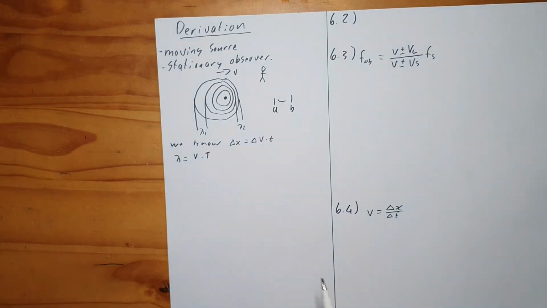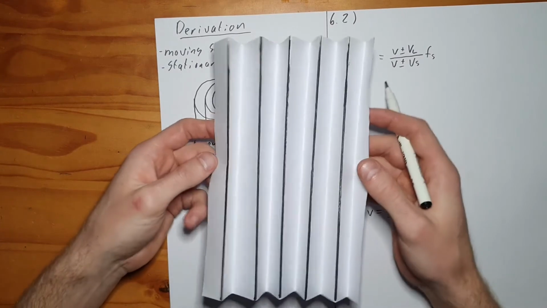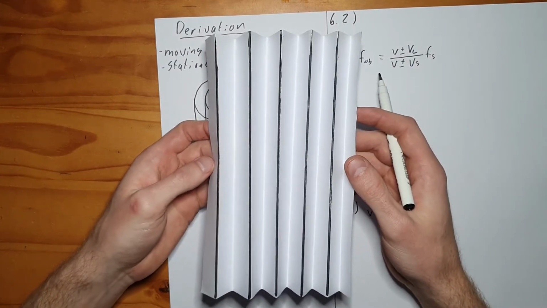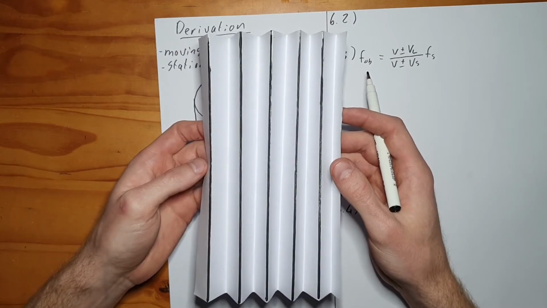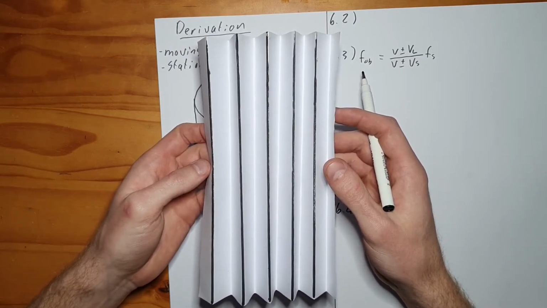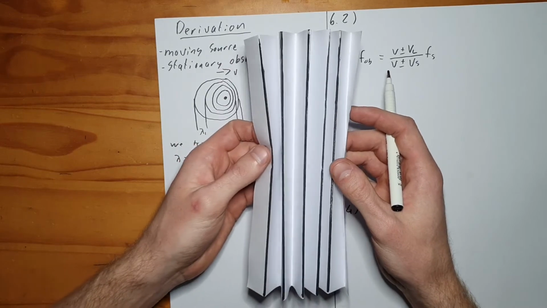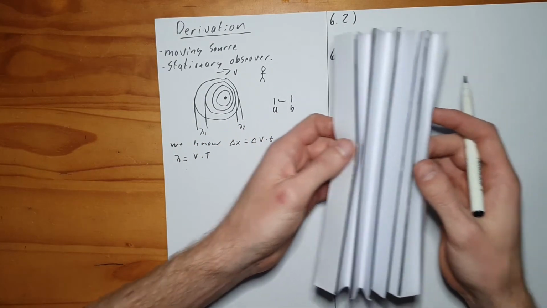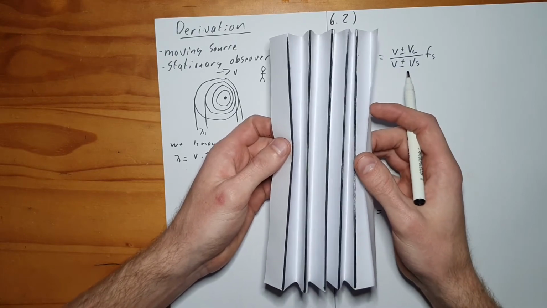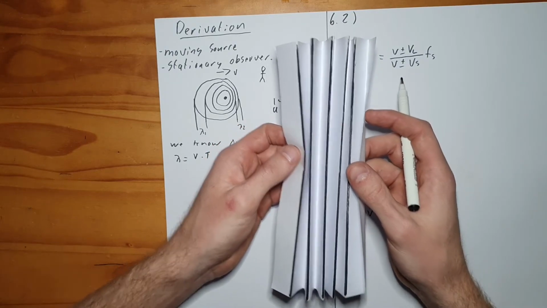So if we look at this, this is just to visualize what's happening. This is if the source is stationary and it's emitting sound. Now the source is moving to the right, so it's compressing the sound waves as it emits them. So we have compression, which means our lambda is smaller.